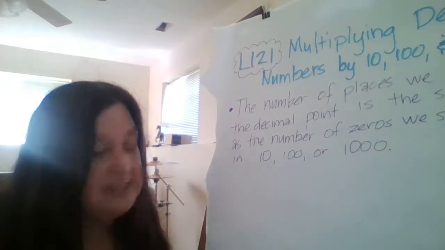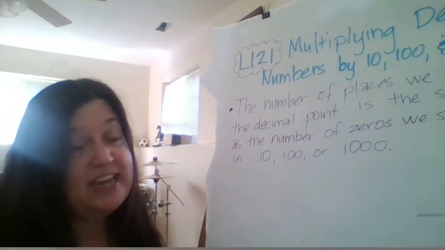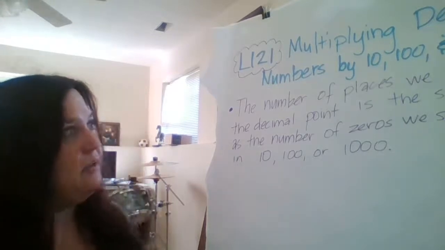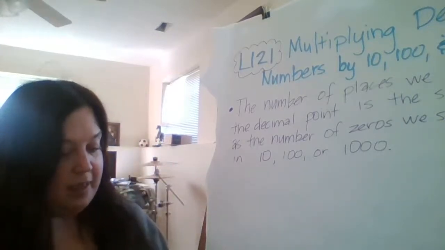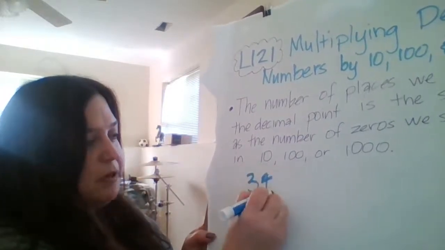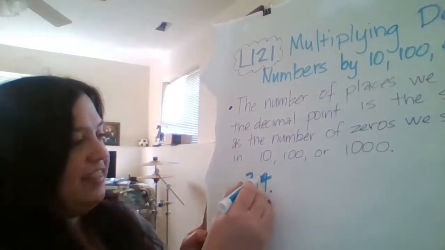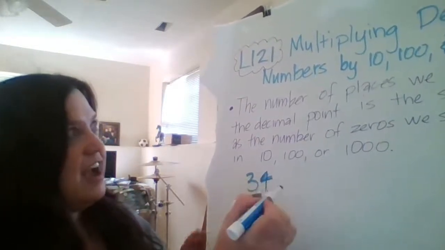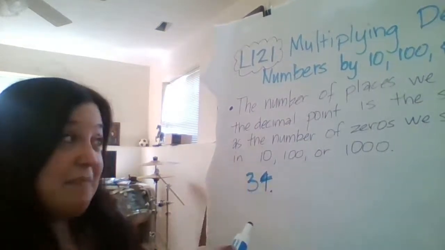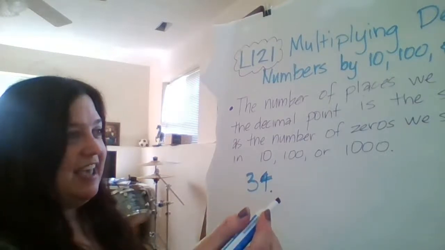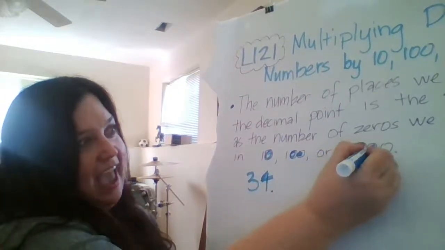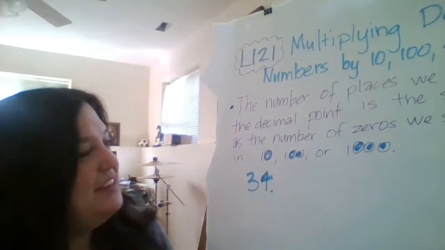Nice job, guys. Okay, today we are multiplying decimal numbers by either 10, 100, or 1,000. Okay, so the rule is when we have a decimal number, like for instance, 34. It's not quite a decimal number, but we know the decimal is right after the whole number. The number of places we're going to shift the decimal point is the same as the number of zeros we see in a 10, 100, or 1,000. I see 1 zero here, 2 zeros here, and 3 zeros there.